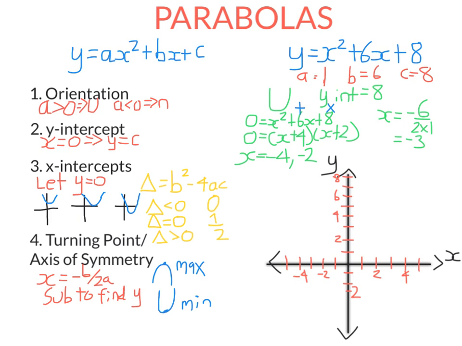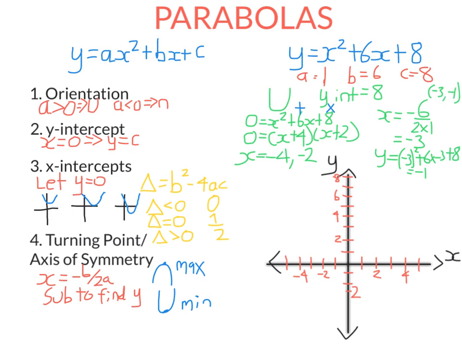Now we need to find the y-coordinate of the turning point. So if I'm substituting x equals minus 3 into this equation, I need brackets. Substitute a negative, you always put brackets. So y is equal to x squared plus 6x plus 8. Put that all in your calculator and you get minus 1. So that means that the turning point is (-3, -1).